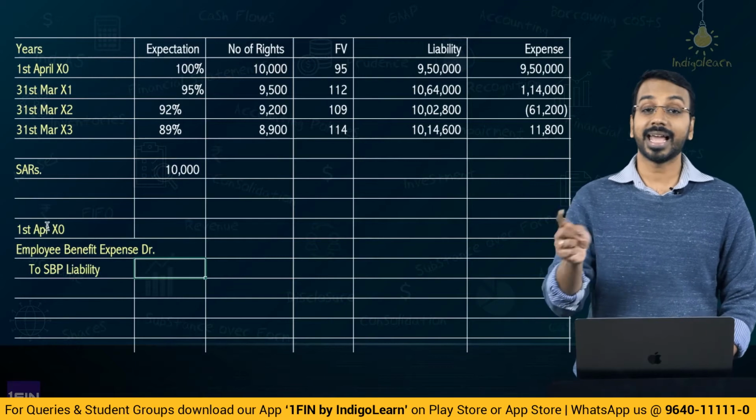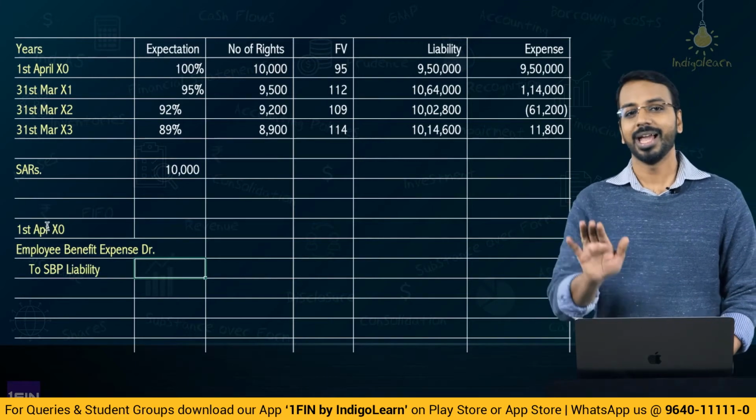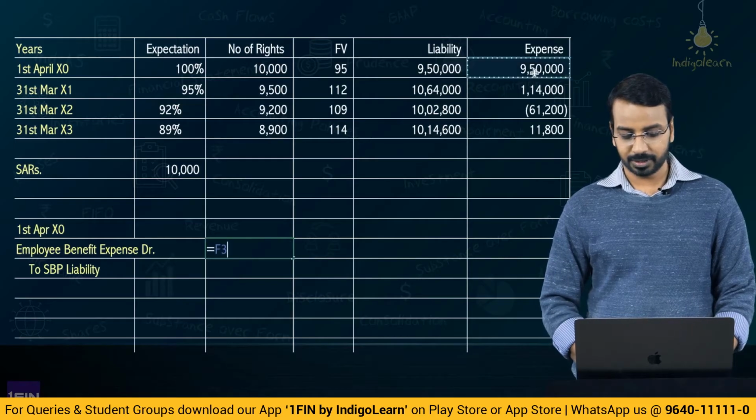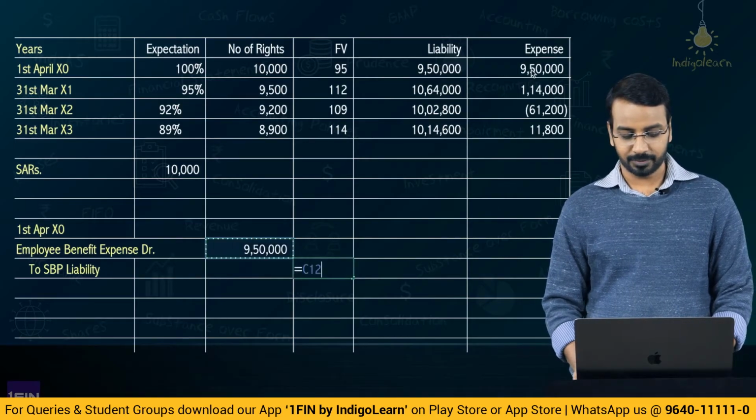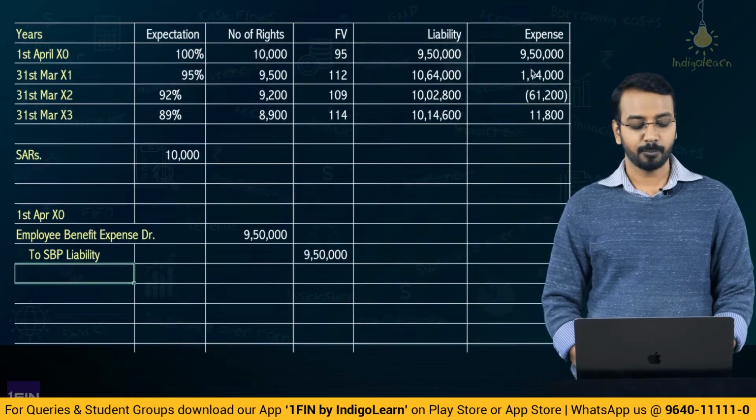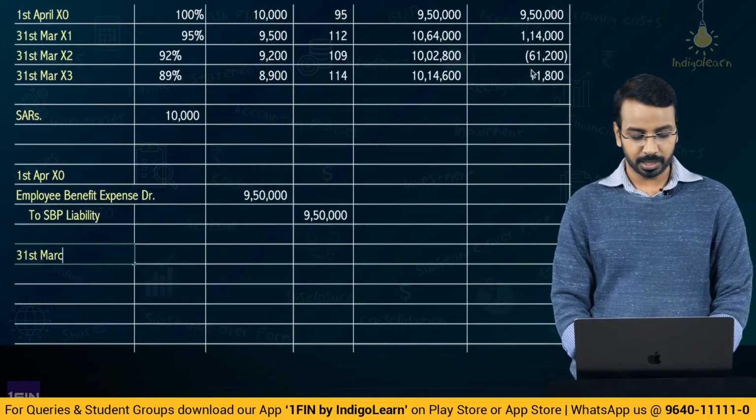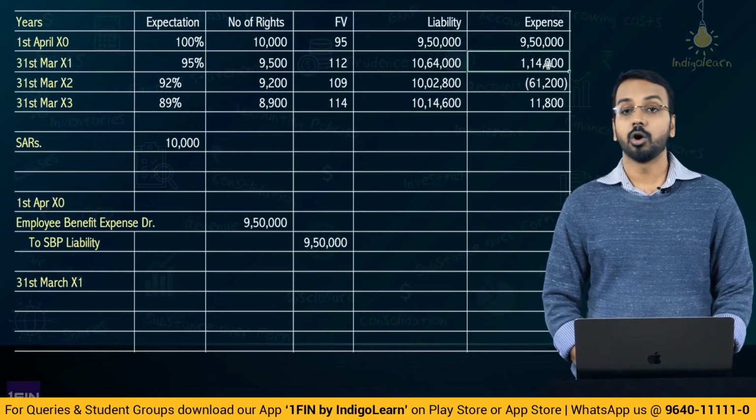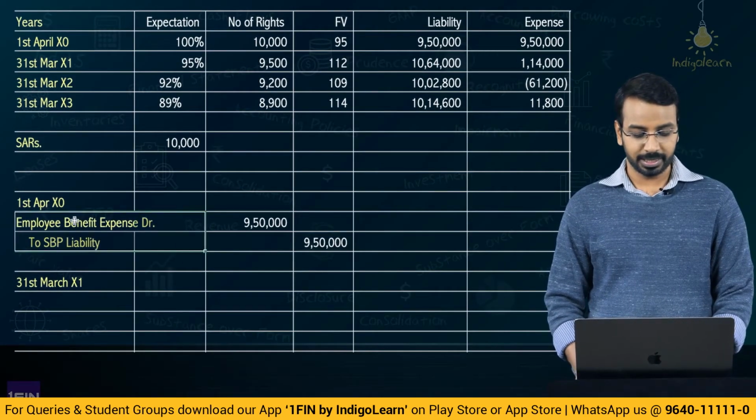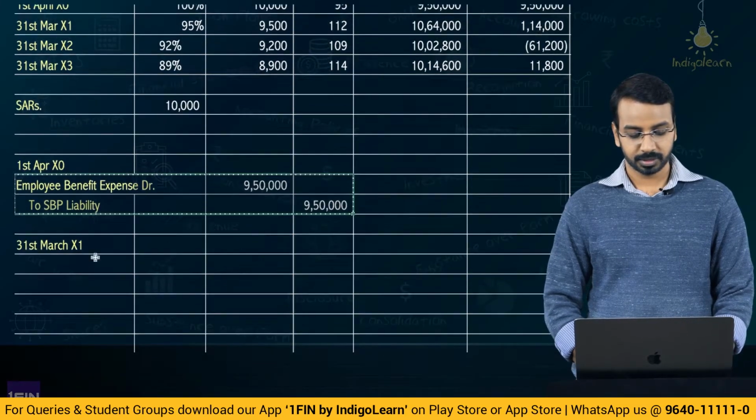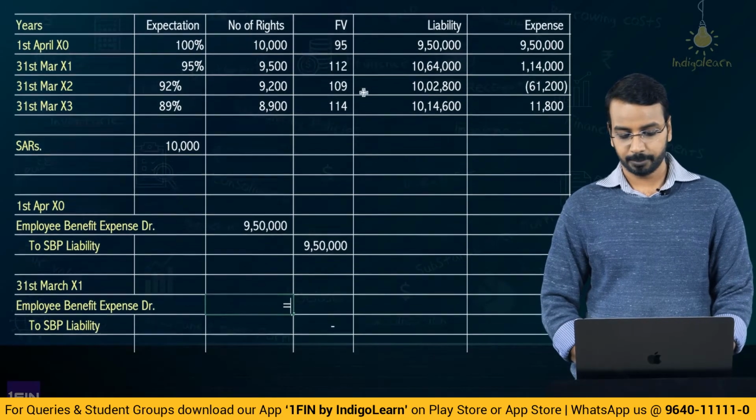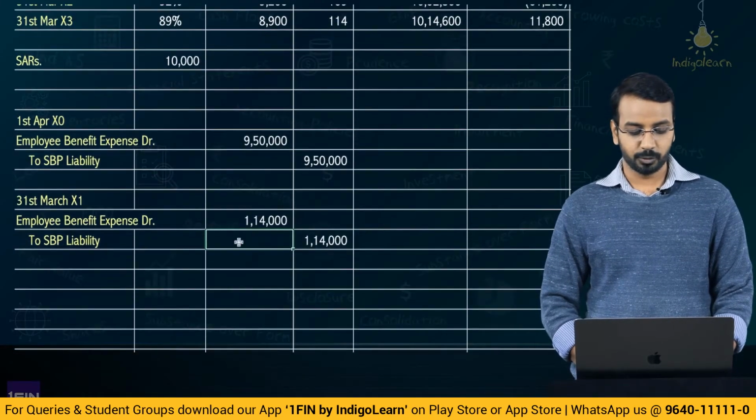Please note, if it is a cash settled transaction, you have to create a liability and not credit it to equity. What is the amount? Amount is 9,50,000 debit, 9,50,000 credit, that is first. Then on 31st of March of year 1, there is an increase by how much? 1,14,000. So same entry, 1,14,000 debit and 1,14,000 credit.